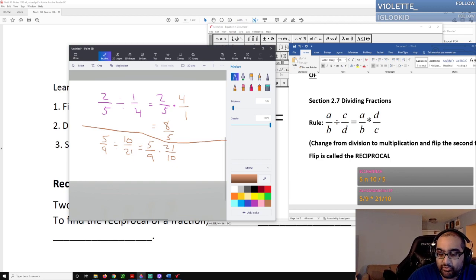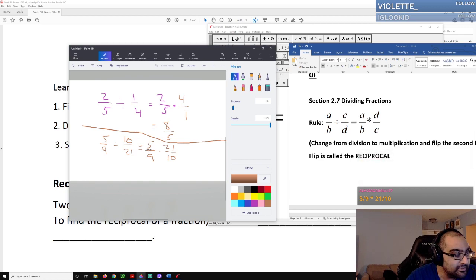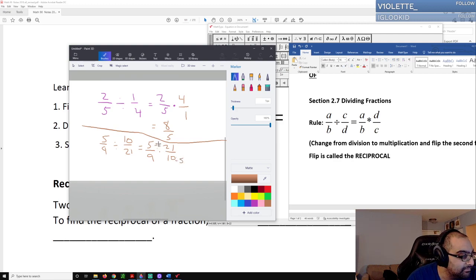Well, we haven't reached that stage yet, Hannah. You have to first change it from division to multiplication. Then once you change it to multiplication, you can reduce stuff down as necessary. In this case, 5 and 10 do indeed go together, I will agree with that. So we'll divide by 5 here, so we get 1 and we get 2.